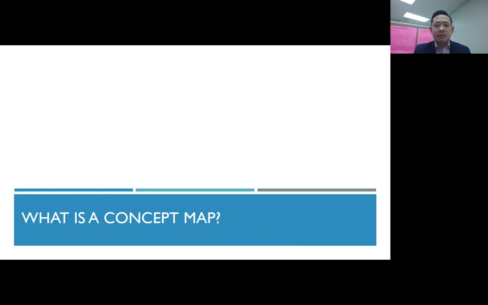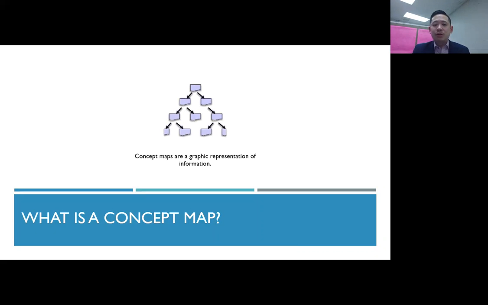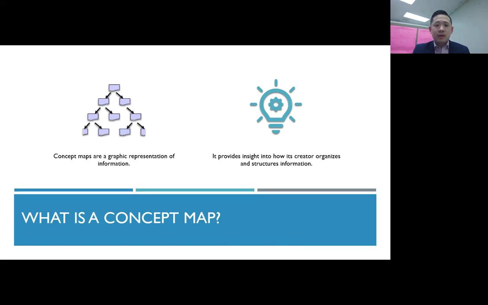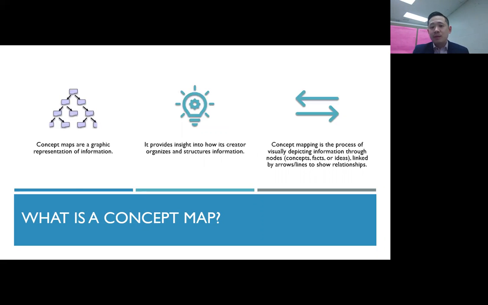What is a concept map? Well, concept maps are a graphic representation of information. It provides insight into how its creator organizes and structures information. Concept mapping is the process of visually depicting information through nodes linked by arrows to demonstrate relationships.